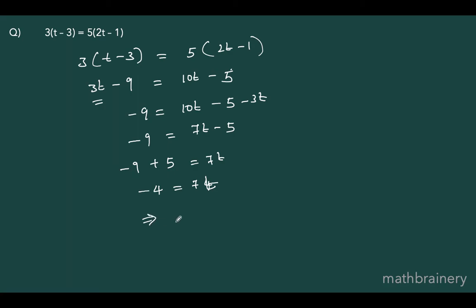So what is the value of t now? t must be, if I transpose this 7 to the other side, minus 4 divided by 7. So the solution to this linear equation is t is equal to minus 4 by 7. Let's look at the next question.